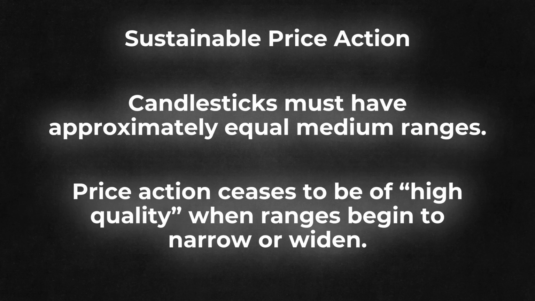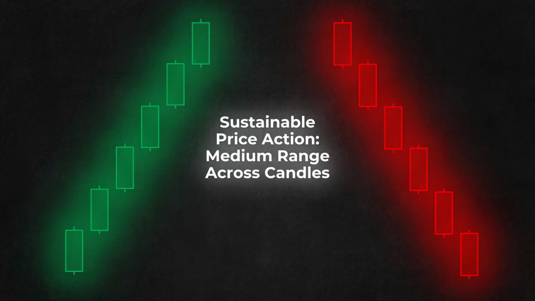Candle ranges that are too narrow produce things like inside candles, which are often present at reversals. And candle ranges that are too wide produce things like exhaustion candles, which are also present at reversals. In other words, the continuity of a price movement relies on candlestick ranges not being too narrow nor too wide, relatively speaking. Take a look at this illustration. This is an example of sustainable price action. All candles display roughly the same medium range. This means that a movement like this can continue for a long time because price is balanced.